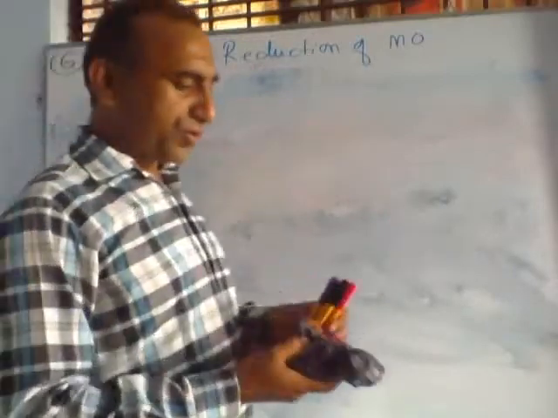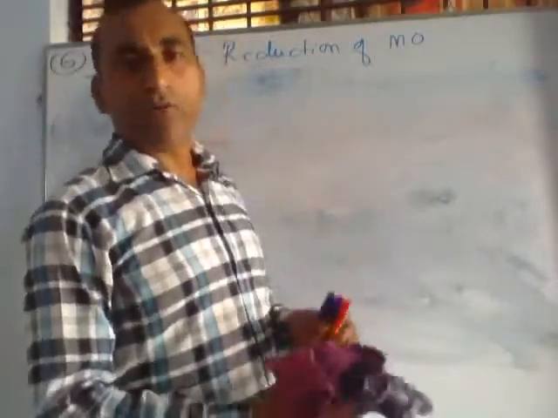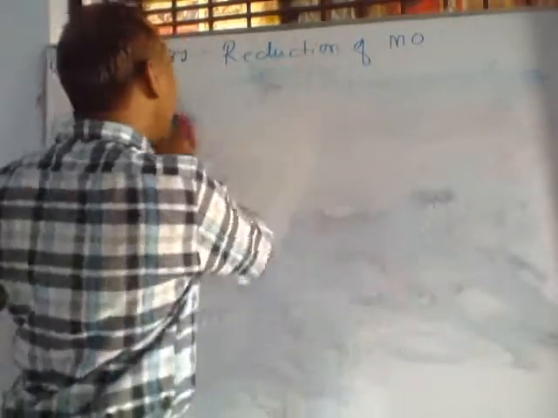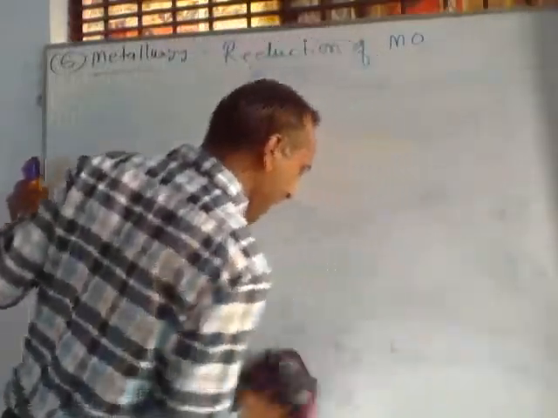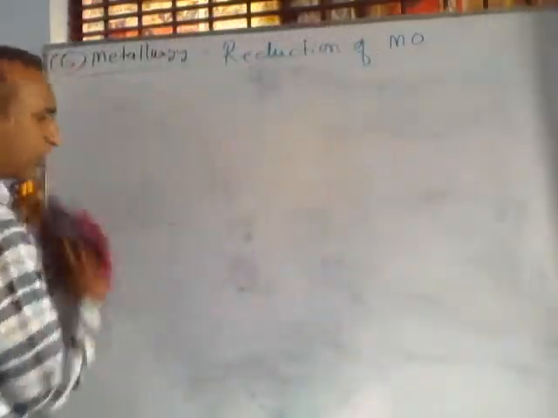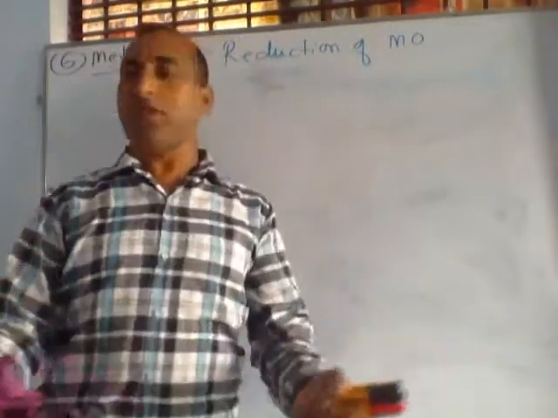Next, secondly, in this reduction process, if we are removing metal with the help of heat, the process is called pyrometallurgy, otherwise thermal. Thermal means heat. We are obtaining metal from its oxide with the help of heat, in the presence of a suitable reagent, otherwise in the absence of a reagent.